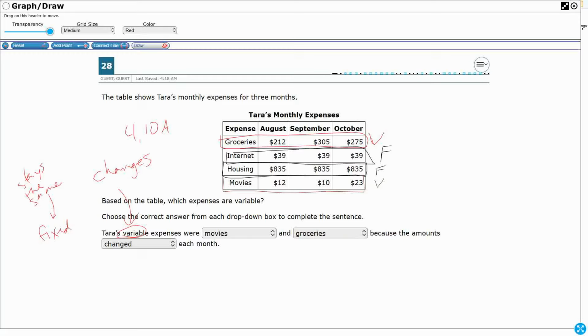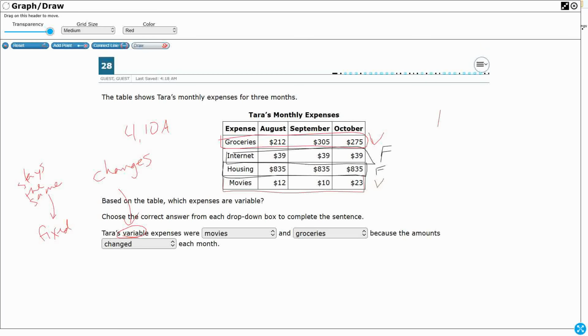So we had a 1 point problem. So even though there's three different drop downs, there's only one correct statement here. You need to have a combination of movies and groceries and changed. If not, the statement is incorrect. So this was either all right or all wrong. And we had 48% of our students get it correct. So not horrible, but definitely not on the easy side. It's actually tied for the 12th most difficult item on the test.